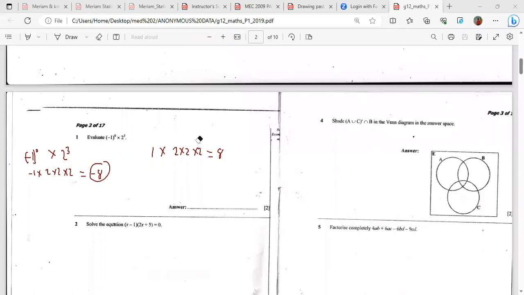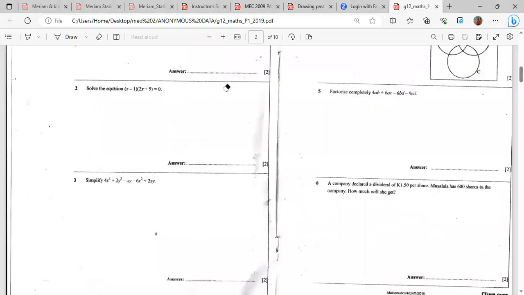Okay, let's look at the next question. In the next question, they are telling us to evaluate. So this is just going to be, no, it's not the question we want. Yes, this is the question we want.